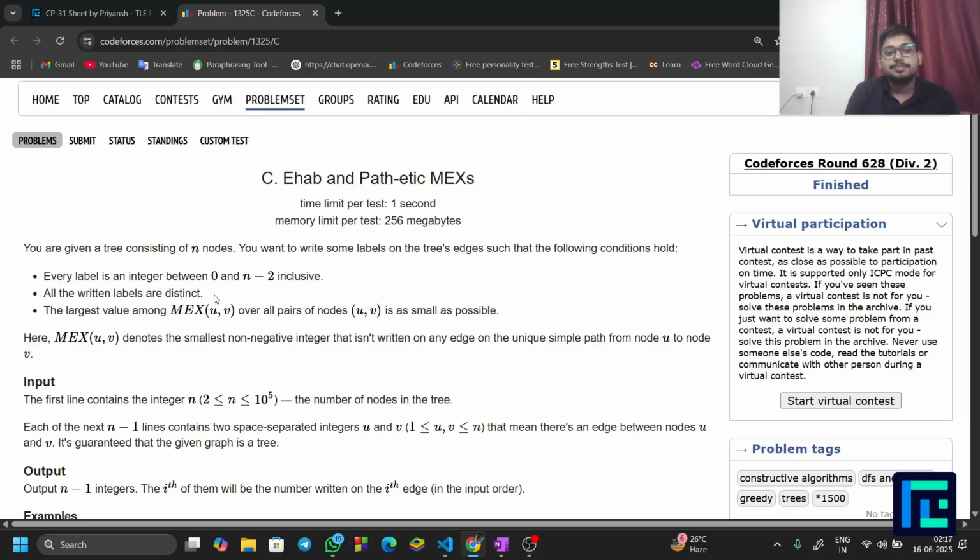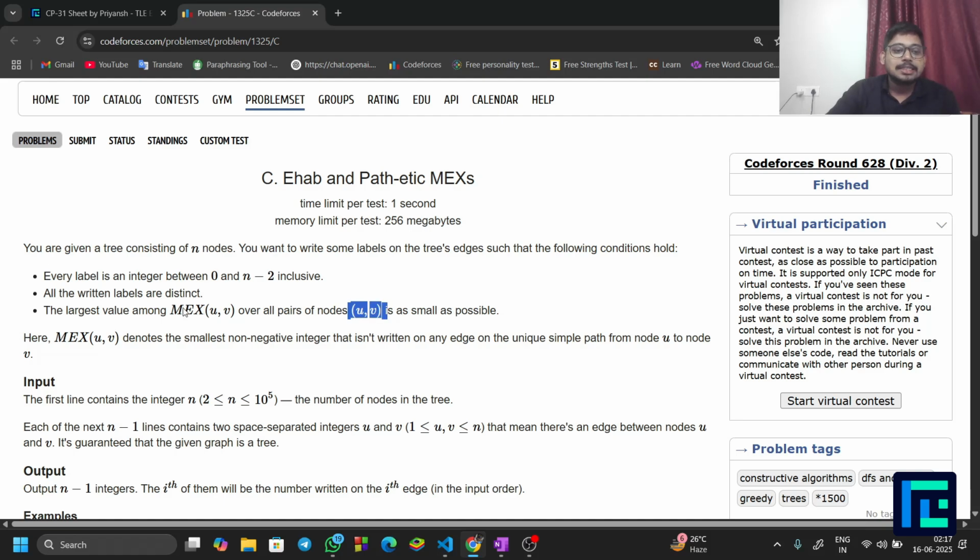So after that, you need to assign labels from 0 to n minus 2. That means in this range, a total of n minus 1 integers are there and all the labels have to be distinct. So basically for the n minus 1 edges, you have to assign these n minus 1 distinct integers. Every edge would have a different label. So one integer would be assigned to any one of the edges. Now, the largest value among MEX UV over all pairs of nodes UV is as small as possible.